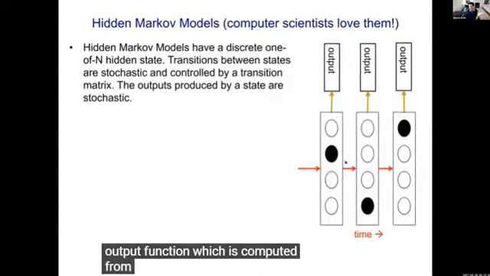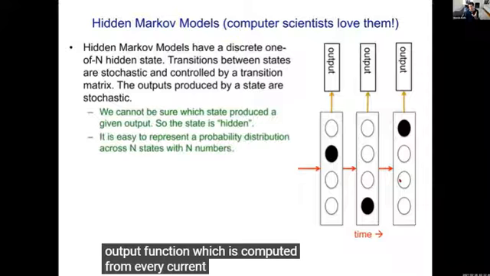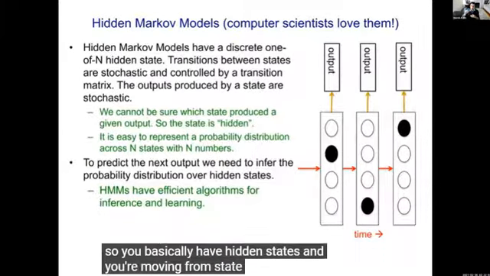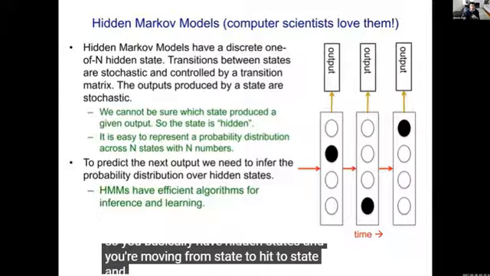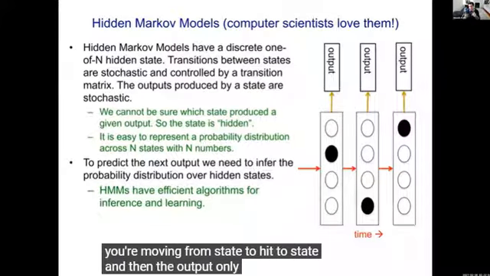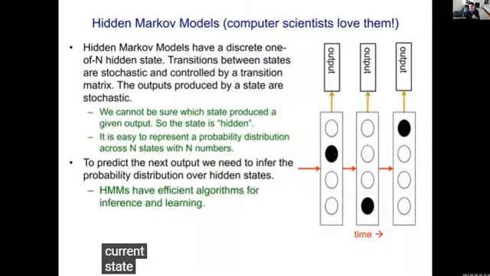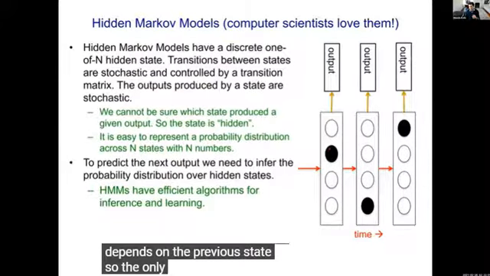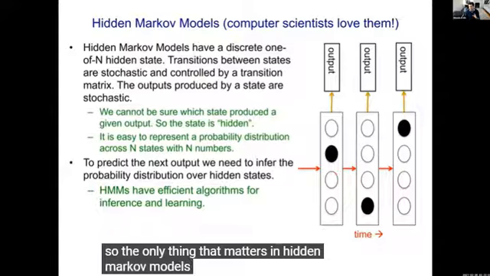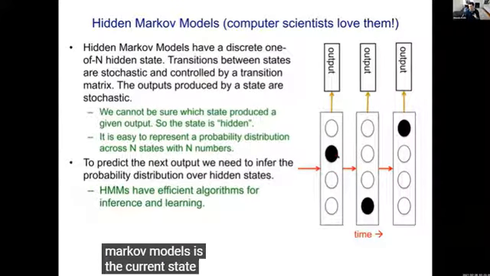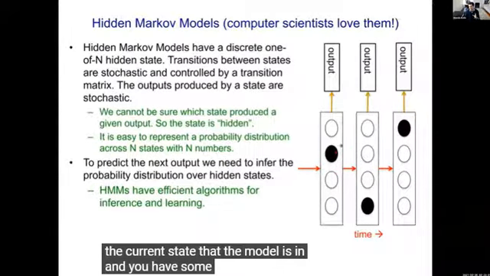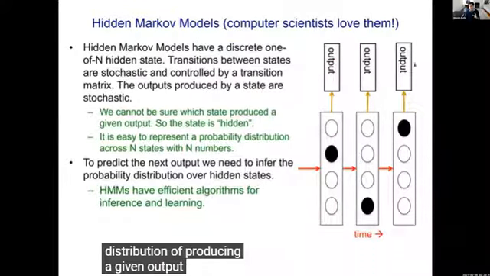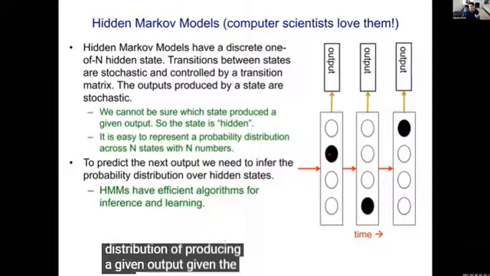So what hidden Markov models can do is they basically have an output function which is computed from every current state. So you basically have hidden states, and you're moving from state to state, and then the output only depends on the current state, and then the next state only depends on the previous state. So the only thing that matters in hidden Markov models is the current state that the model is in, and you have some probability distribution of producing a given output given the state that you're in.